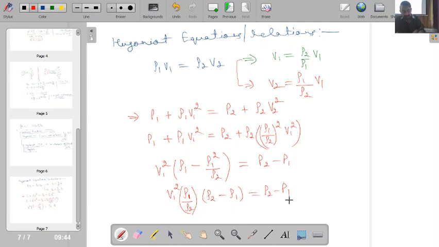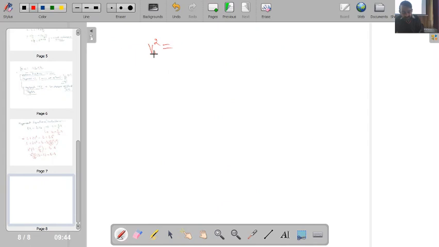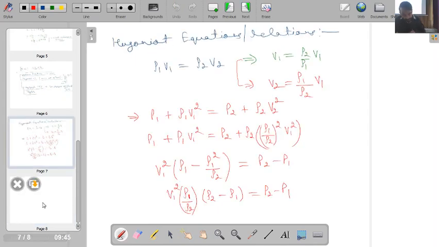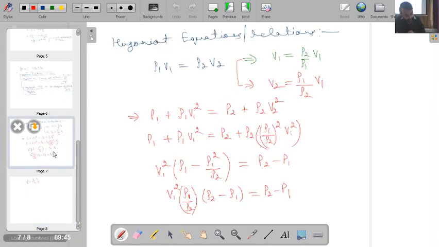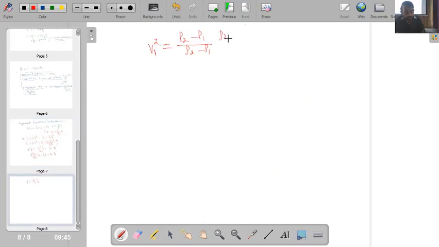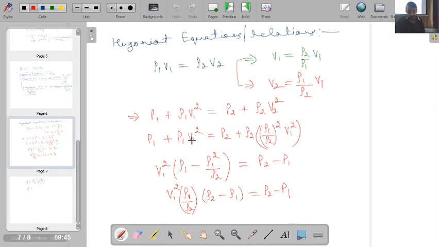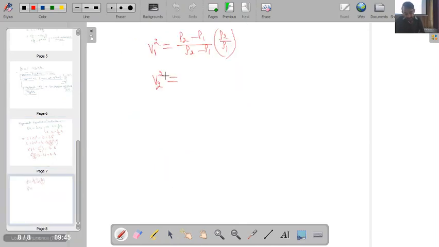Okay. So from here I will get that V1 square is equal to P2 minus P1 divided by rho 2 minus rho 1, multiplied by rho 2 by rho 1. So this is the formulation for V1 square. Similarly, for V2 square, in the momentum equation I have to replace V1 in terms of V2. So here I have made a mistake, I should write this as V2. So if I do so, I will get V2 square as P2 minus P1 divided by rho 2 minus rho 1 times rho 1 by rho 2.